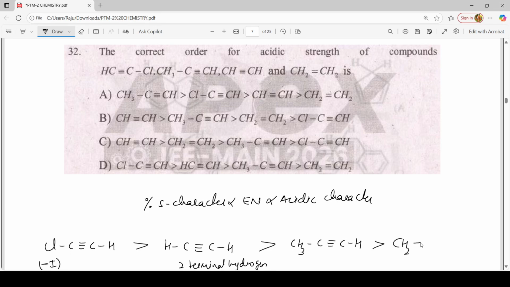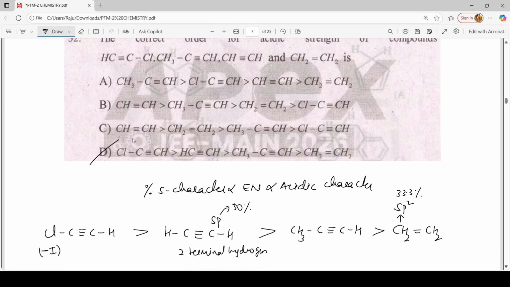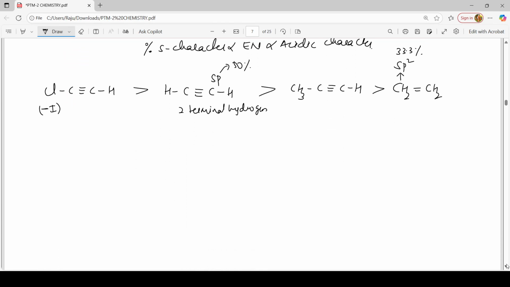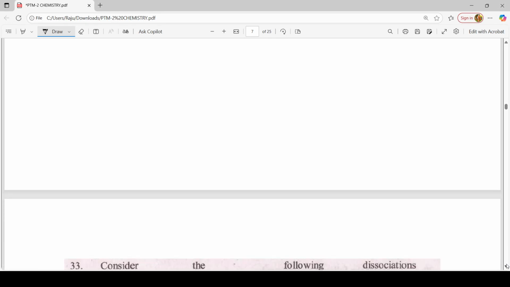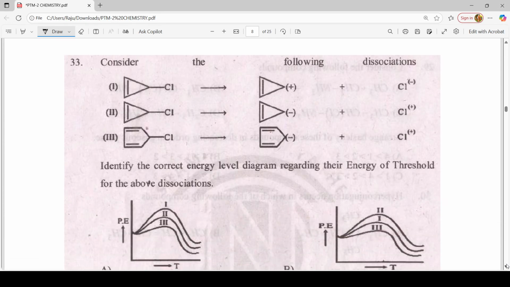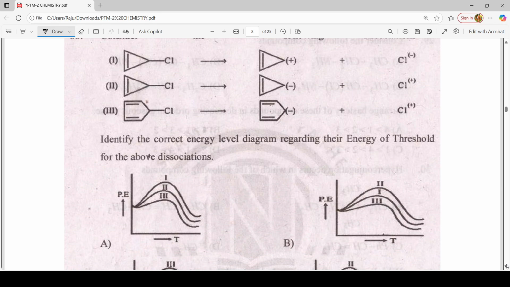Come to the case of ethylene. Students, acetylene has sp hybridization, and the percentage of s character is 50%. In the case of ethylene, sp2 hybridization, the percentage of s character is 33.3%. So here, option D. Very nice question, students, but it is given in a graphical representation.